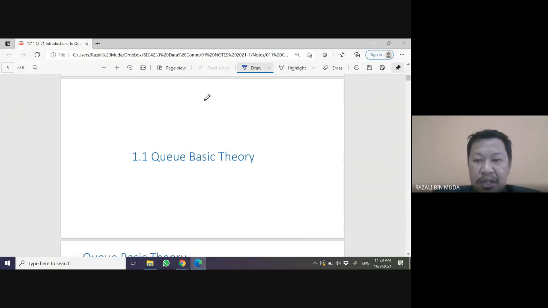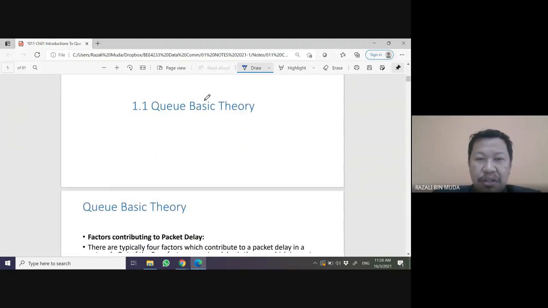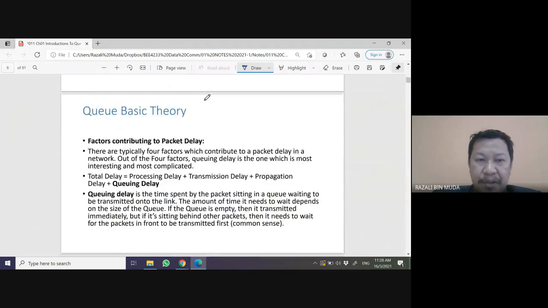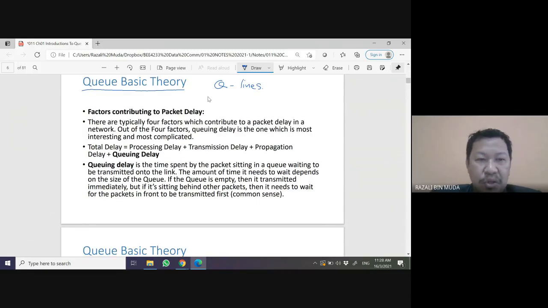Okay, let's see. Queue basic theory. So the first subtopic is queue basic theory. So you know queue? Line. Okay, let's see the overview.